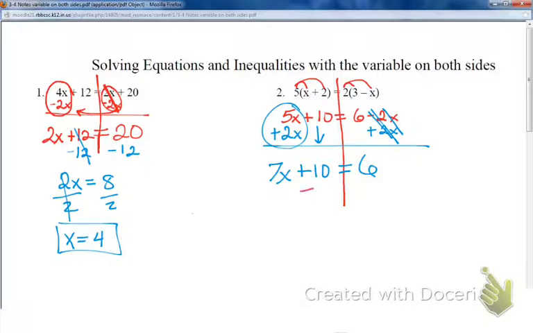Solving this two-step equation, I would subtract 10 on both sides. 7x equals negative 4. Then I would divide both sides by 7, giving me x equals negative 4/7.